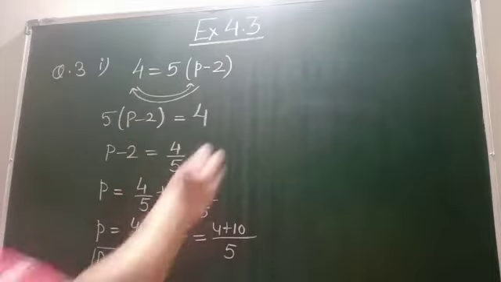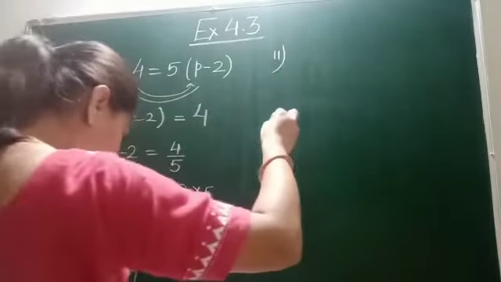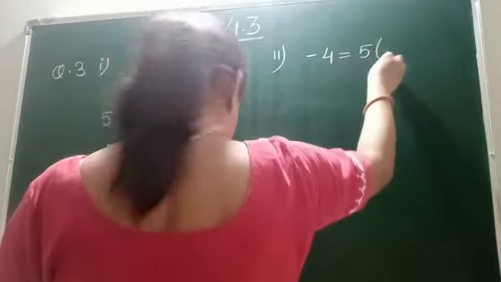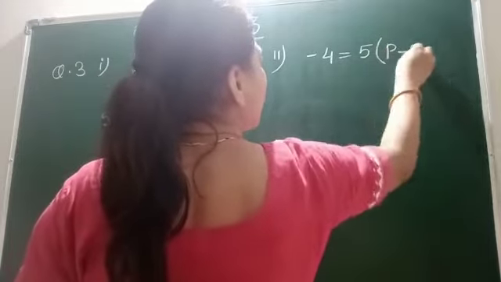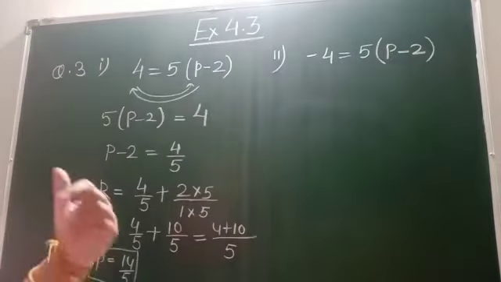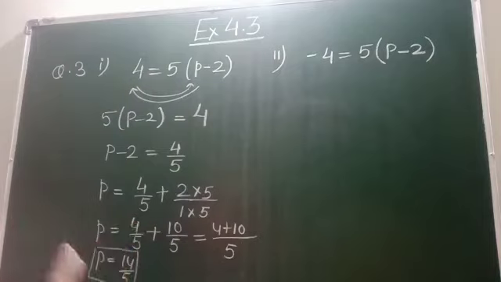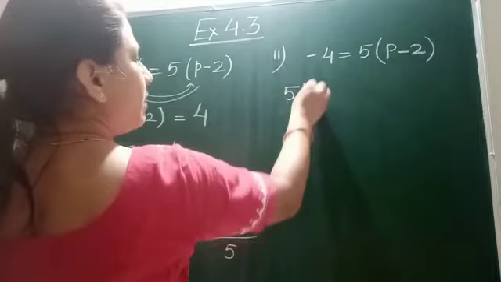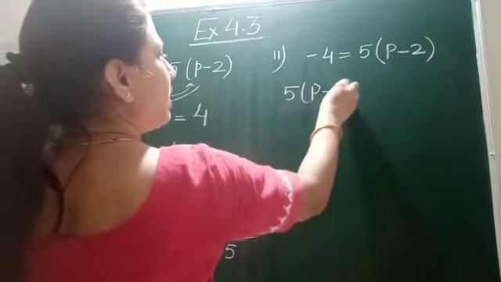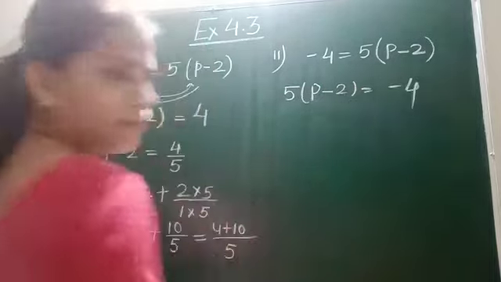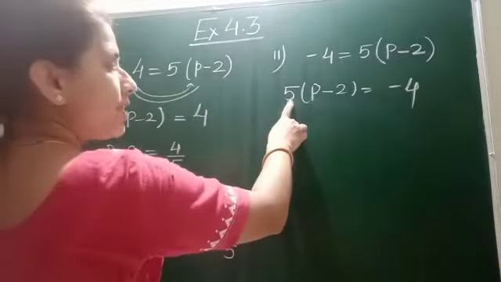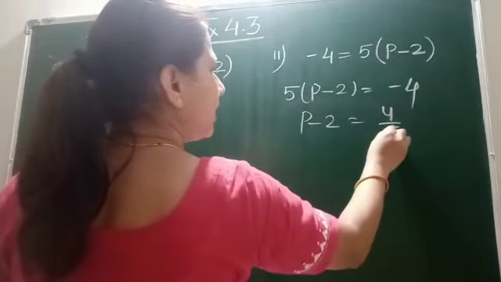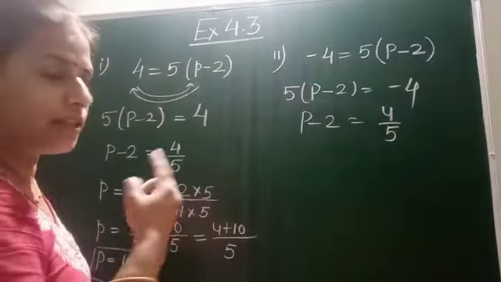Okay. Similarly, we will solve the second one also. Second question is, minus 4 equals 5 within bracket p minus 2. Similarly, first we will interchange the places of left hand side and right hand side. What we will get? We will get 5 within bracket p minus 2 equals minus 4. Next step, we will shift this 5 into right hand side. It will come in the denominator since here 5 is in the product form.